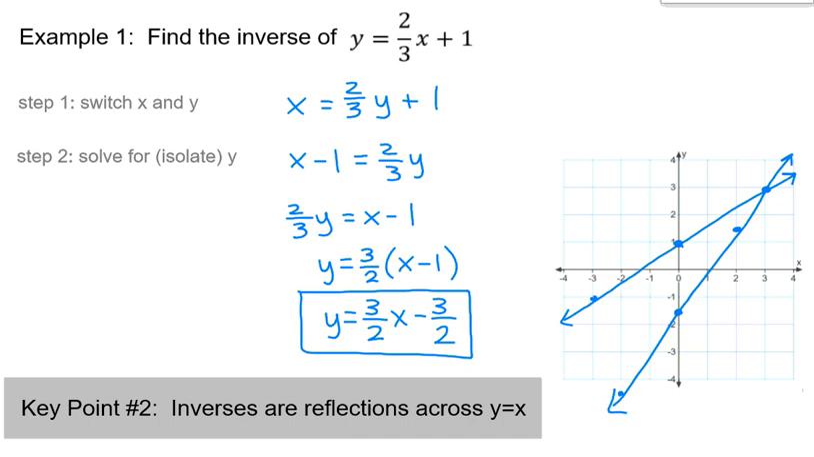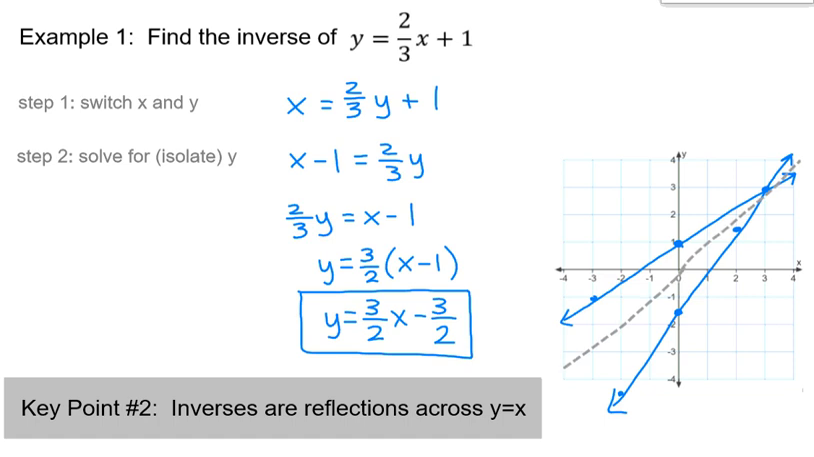And what I'd like you to notice is that these lines look like reflections across the line y equals x. There's the line y equals x. Make that a little bit better. Well, that was worse. You get the idea though.